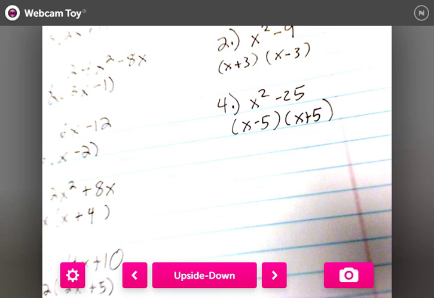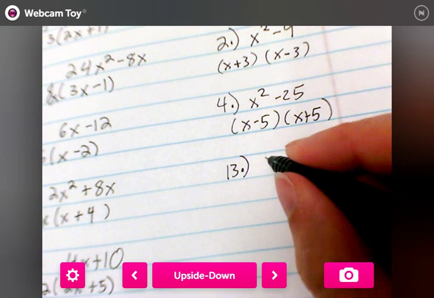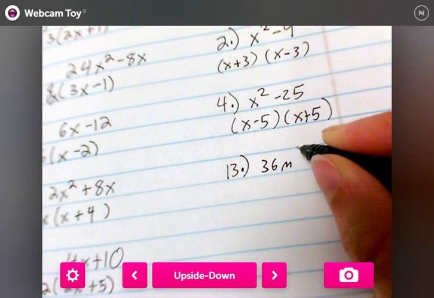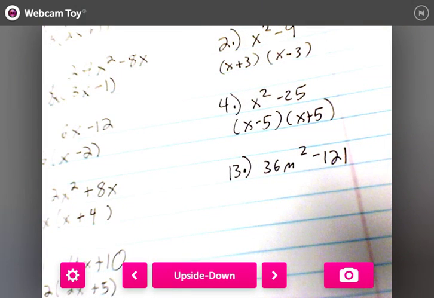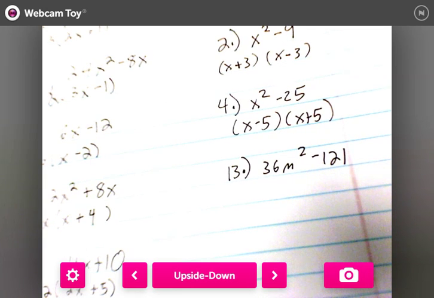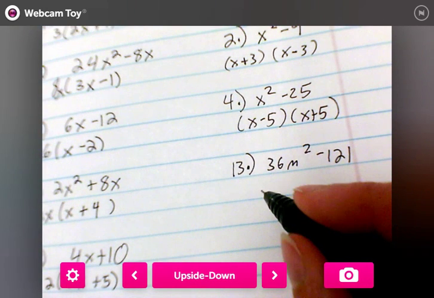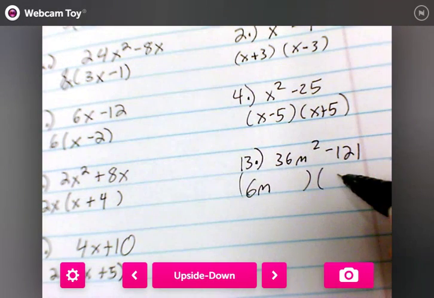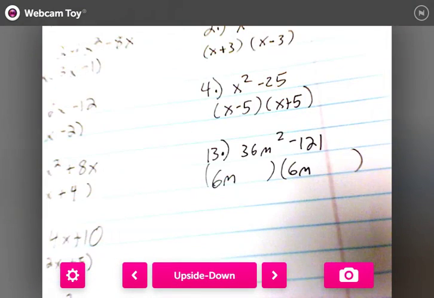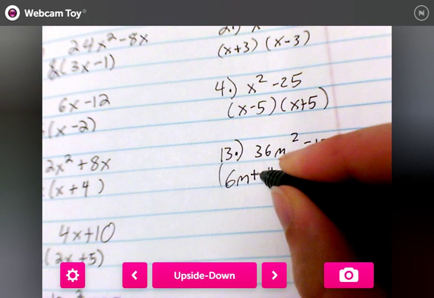Let's try this one. Let's try number 13. I'm going to put bigger numbers in front, but it shouldn't really change it. 36m squared minus 121. Okay. So let's think about that. What's the square root of 36? What times what gives me 36? Good. So I've got 6m, and I'm going to have 6m. What's the square root of 121? 11. So one's got to be positive, one's got to be negative.